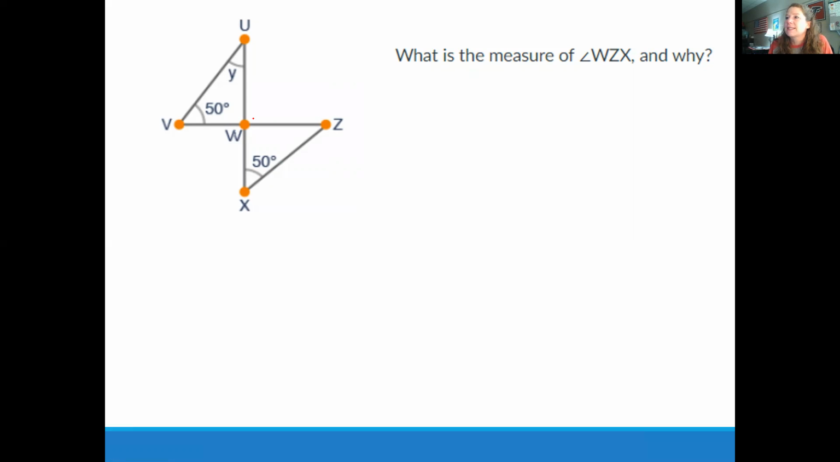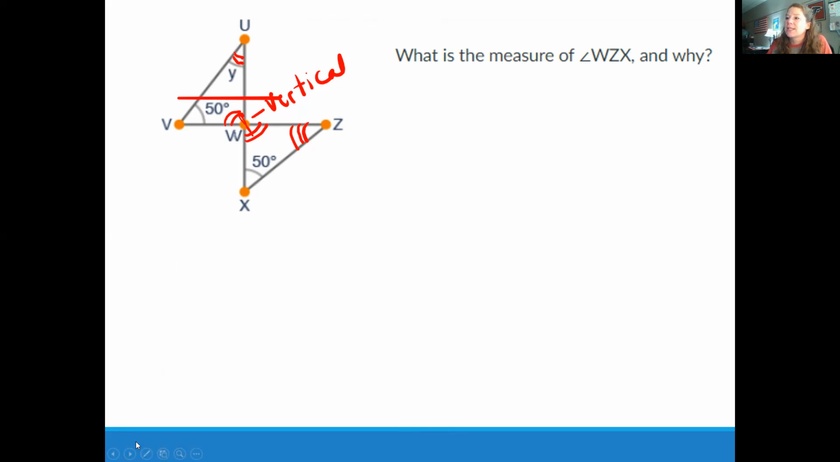So here is W, they're sharing a vertex. So angle W belongs to the top triangle and the bottom triangle. And what's true about these 2 angles? They're vertical, which means they are equal. So whatever this measurement is, this one is too. So since these are equal, and we see that V and X are equal, they're both 50 degrees, what does that tell you about angle Z? Angle Z must equal the same as angle Y.